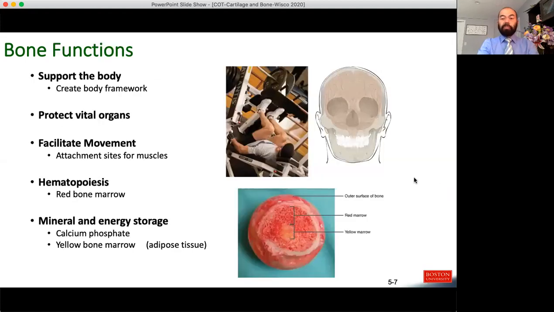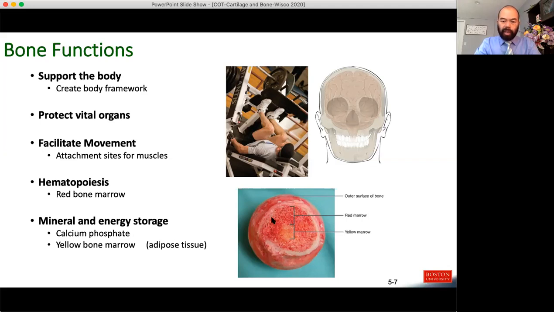So because bone is hard, what is it good for? Well, it's a really great framework for the body, which I mentioned. It protects vital organs. It facilitates movement. You should always know that bones can't move themselves. You've got to have muscles that cross the joints to be able to move the bones. Something we don't always think about, but is very important, is that the cavities of bones, the marrow cavity, particularly red marrow, which you can see here, is the site of hematopoiesis.